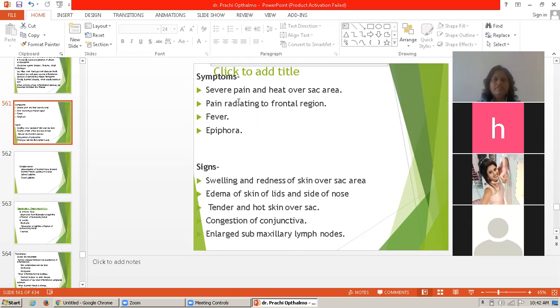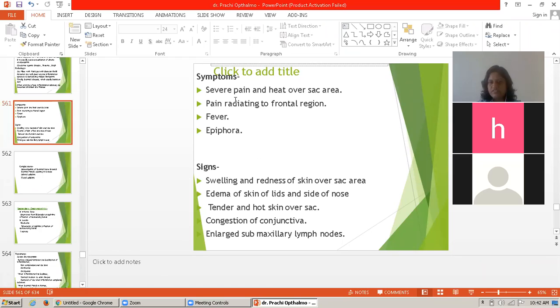So, when we study the symptoms, that is what is seen in the patient in acute dacryocystitis, we can see severe pain and heat over the sac area, pain radiating to the frontal region, with fever and epiphora. And we can see that there is swelling and redness of the skin over the sac area with edema of the skin of the lid and the side of the nose. So it is tender and hot skin over the sac, congestion of conjunctiva and enlarged submaxillary lymph node.